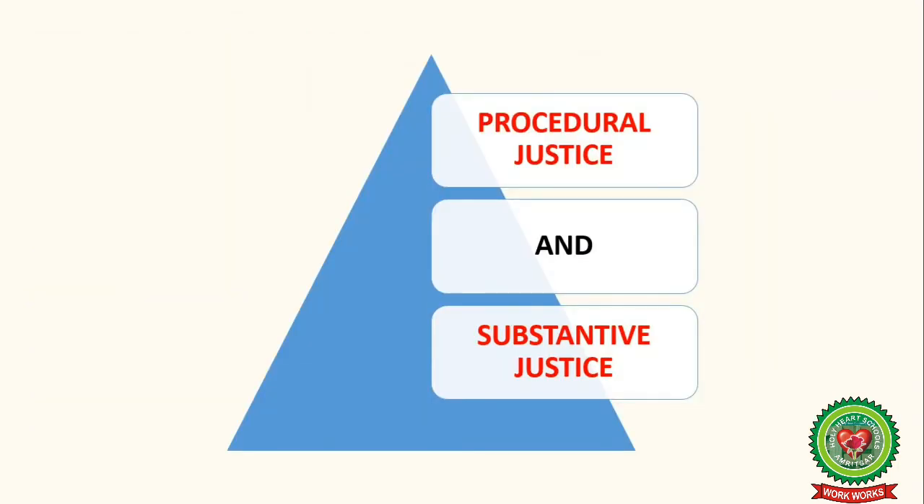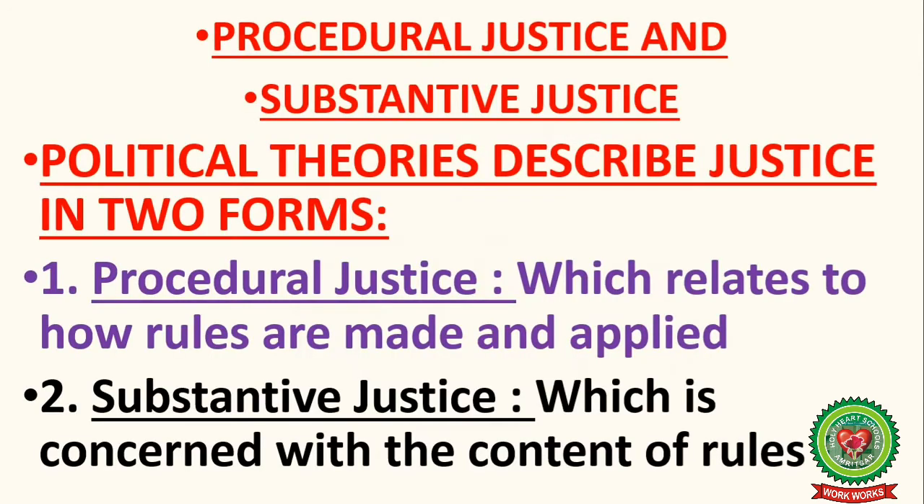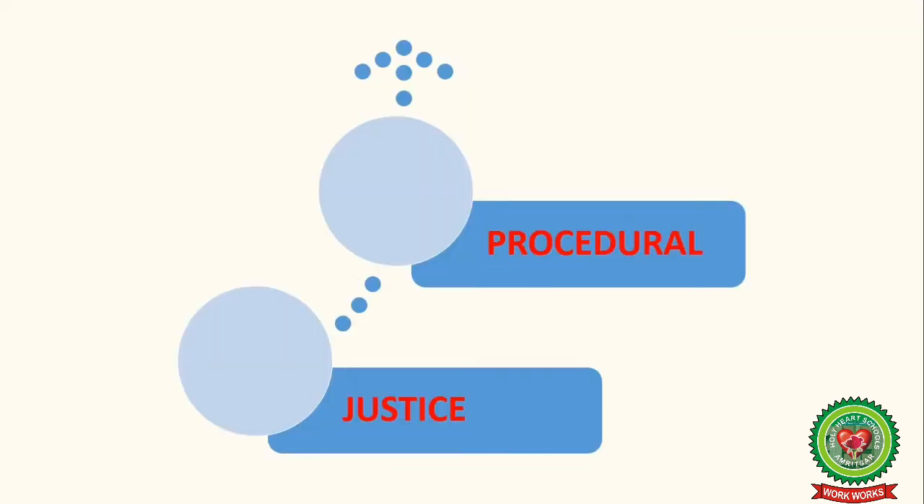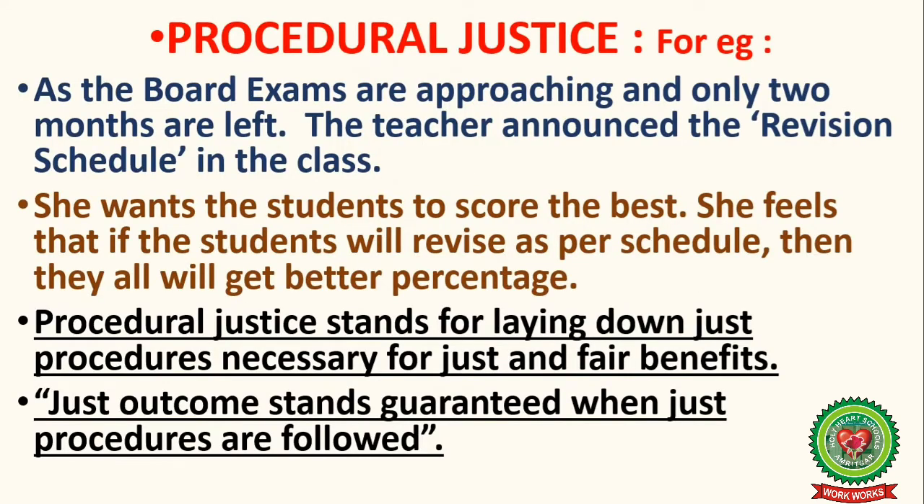The next kind is procedural justice and substantive justice. Now, political theorists describe justice in two forms. First is procedural justice, which relates to how rules are made and applied, and substantive justice, which is concerned with the content of rules. Now, first I will talk about procedural justice.